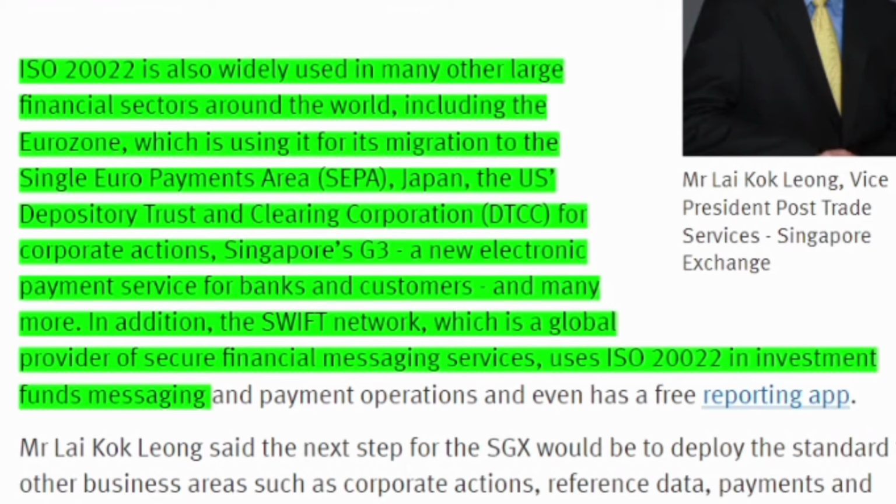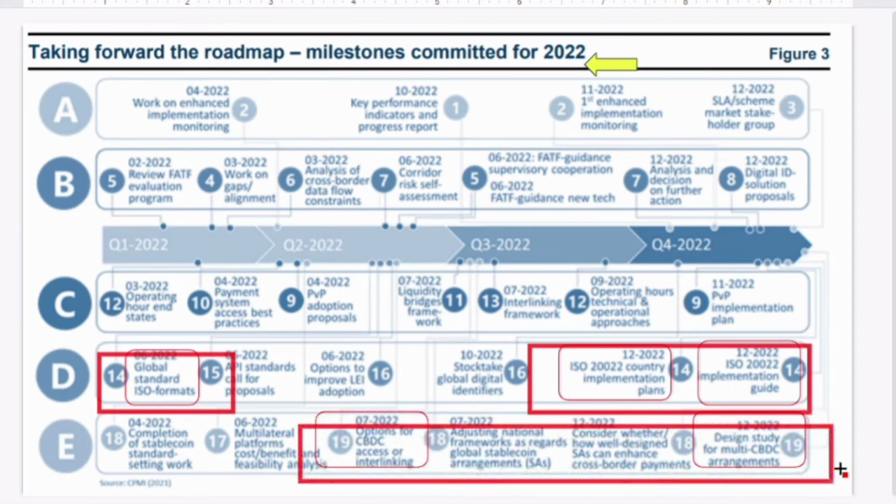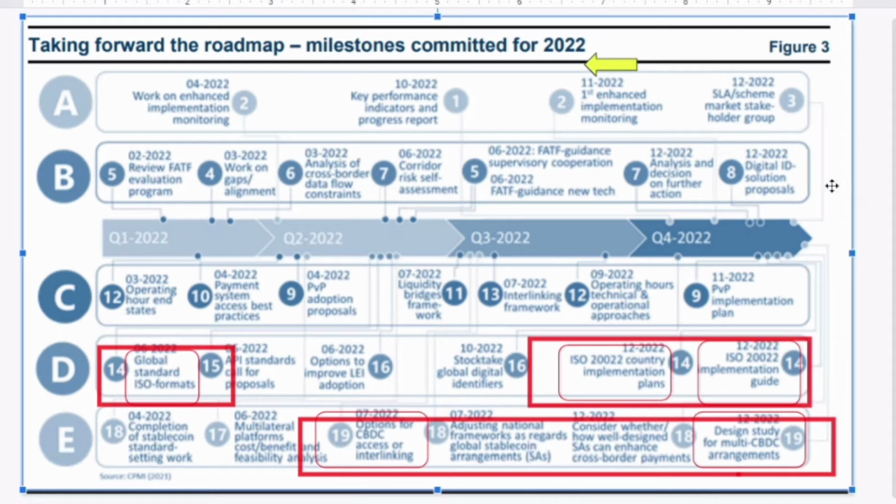To really hammer home though, just how far up the ladder these standards reach, I want to call back to our Agenda 2022 episode and the G20 roadmap. The G20 is the global organization that moves the global economic agenda. This roadmap actually calls for standard formats to come into play as soon as June of 2022, with implementation plans and guides to follow by December. We also see options for CBDC access and interlinking by July, and multi-CBDC arrangements also in December. This is the plan coming down from the G20.